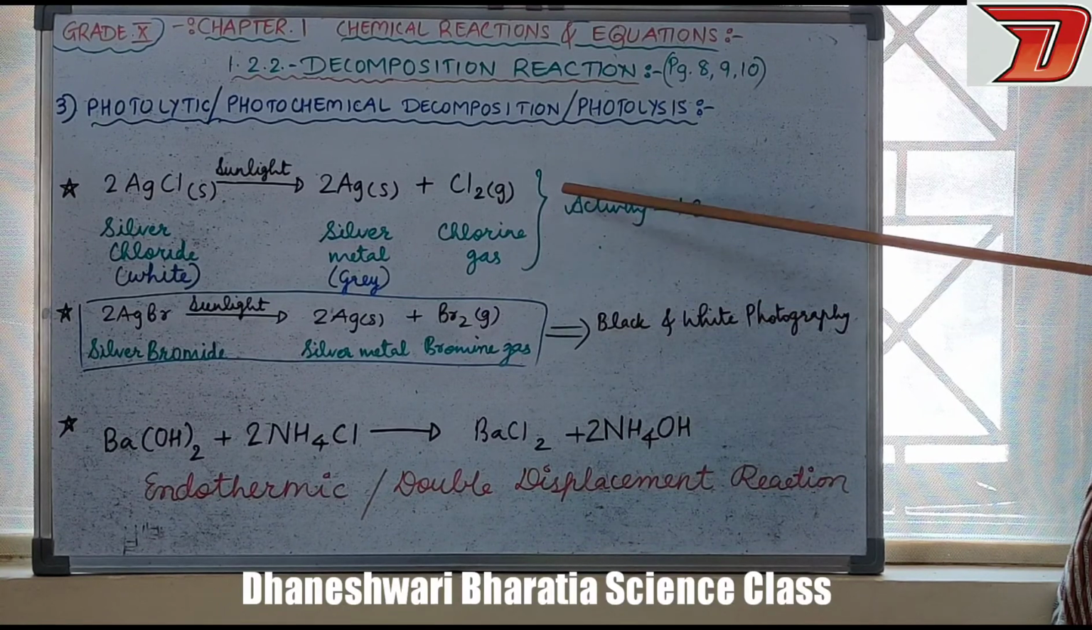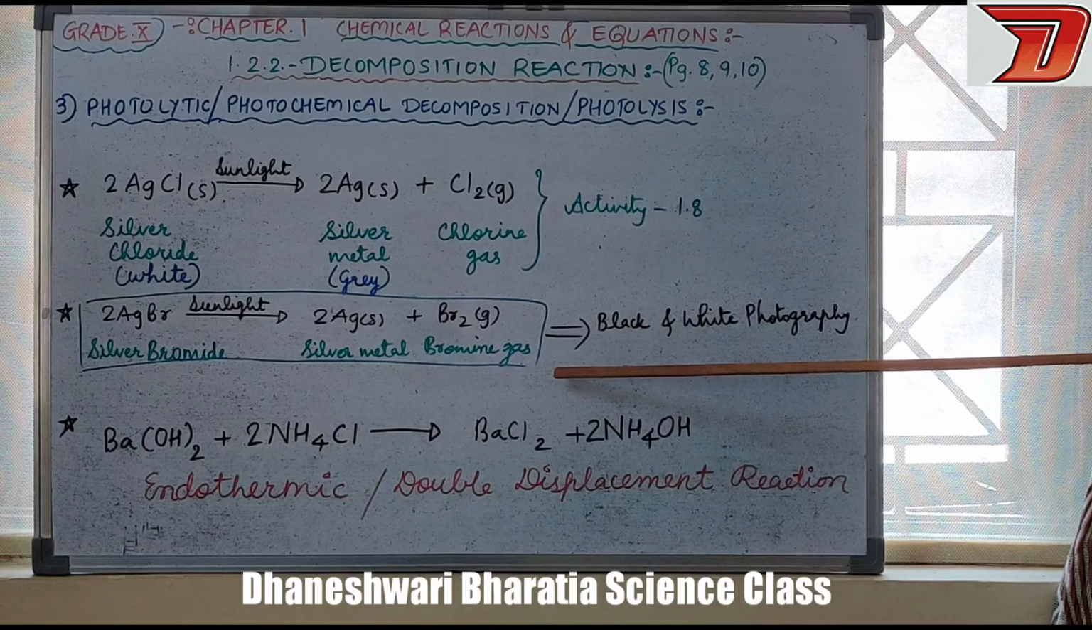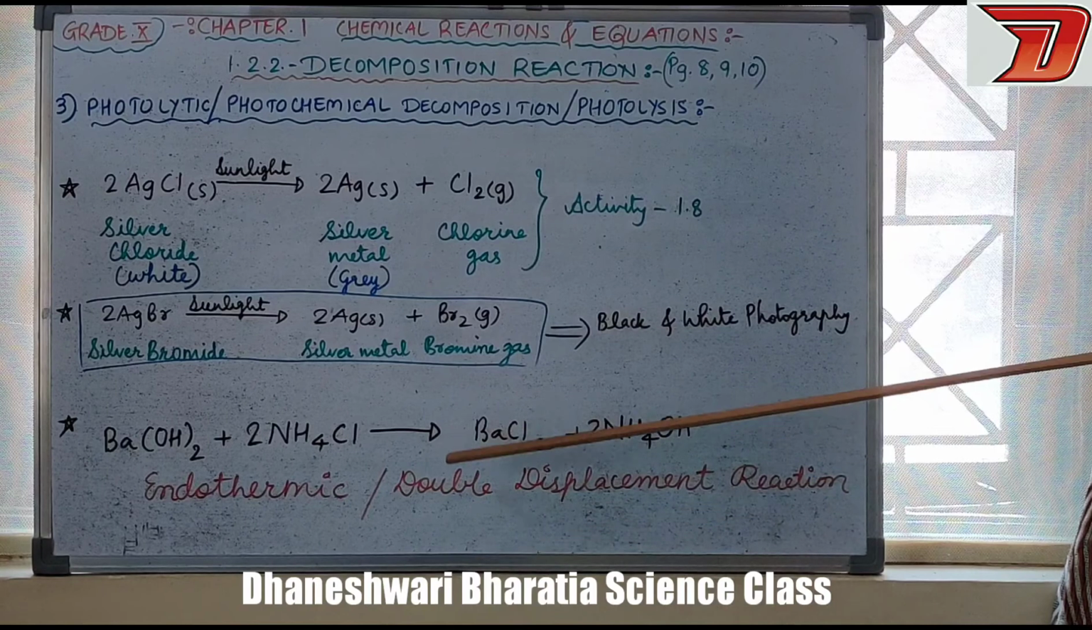Okay, so both the things, specifically the second one, are extremely important from the exam point of view, because many a time this question is asked: write the equation which is used in the black and white photography industry. Fine. Now the next equation, you can see one small box is given on page number 10, a blue box.